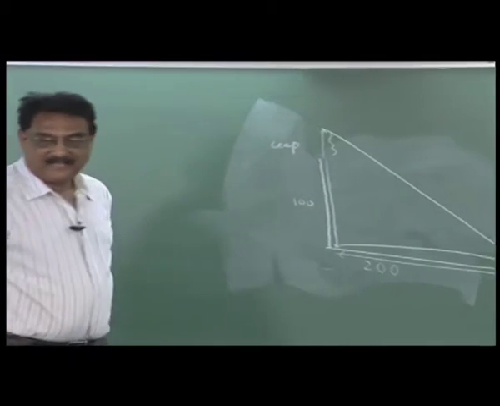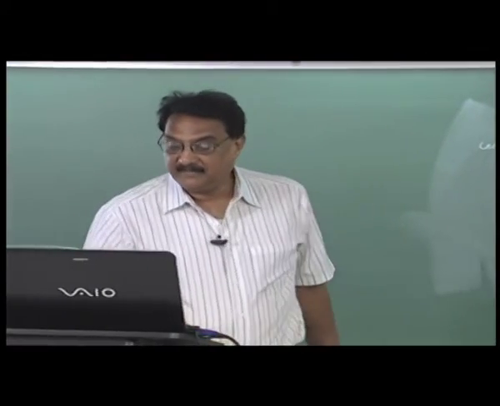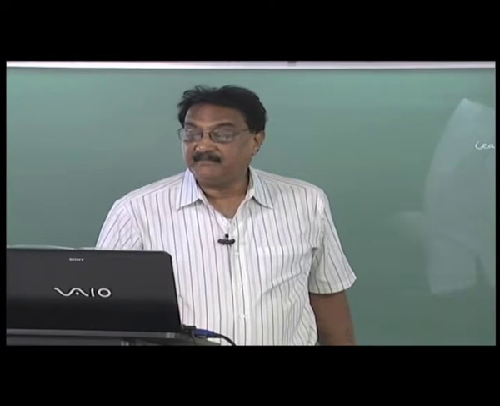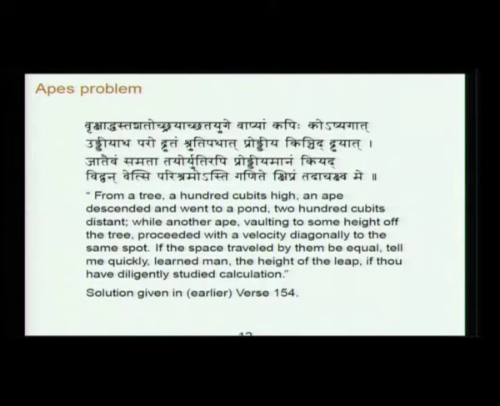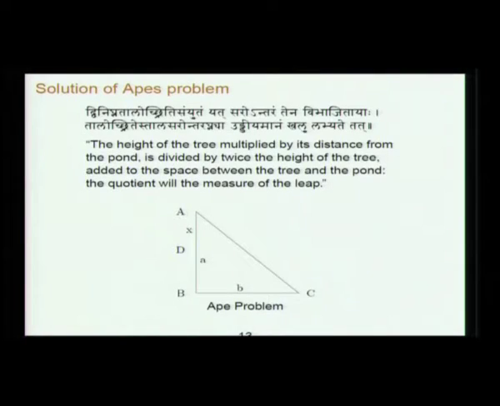So, again the solution is given in an earlier verse. Sometimes it happens, he gives the solution first and then gives the method. So, the height of the tree multiplied by its distance from the pond is divided by twice the height of the tree added to the space between tree and pond. The quotient will be the measure of the leap.